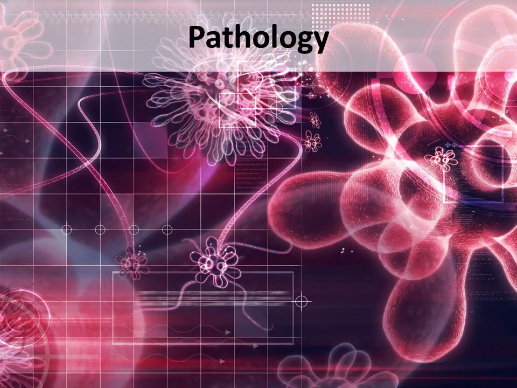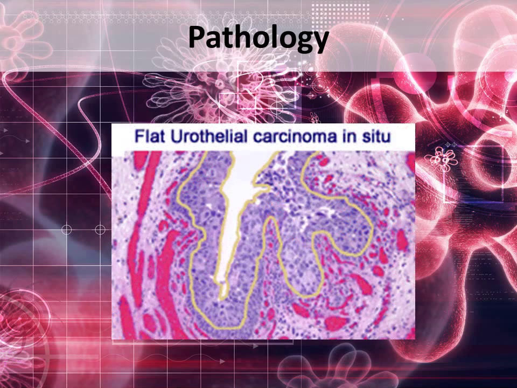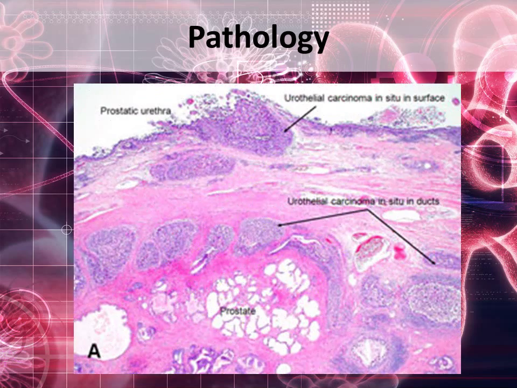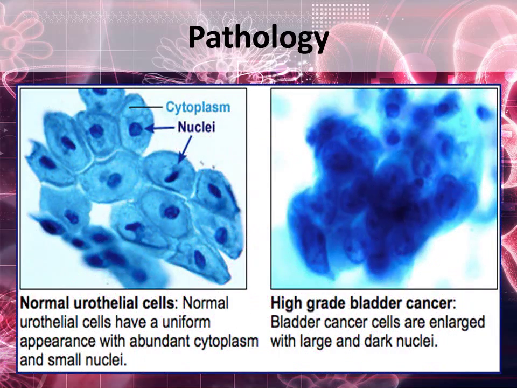The last diagnosis is pathology. The pathologist will examine a small tissue sample, that is a biopsy, under a microscope and identify the type of tumor and whether it is benign or malignant. This is essential because the different types have very different treatment regimens.